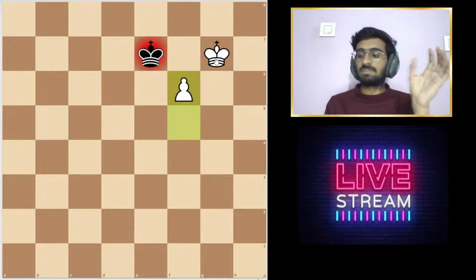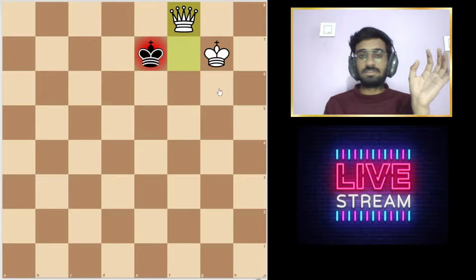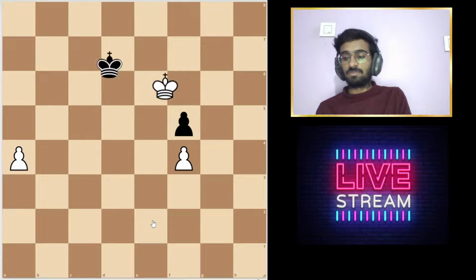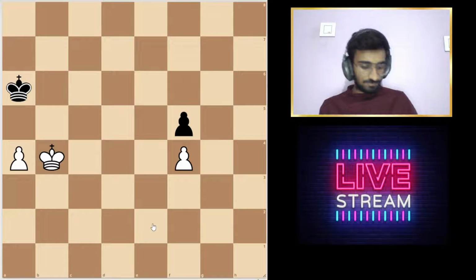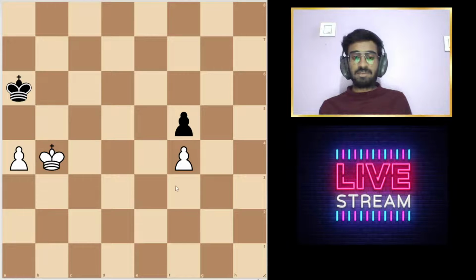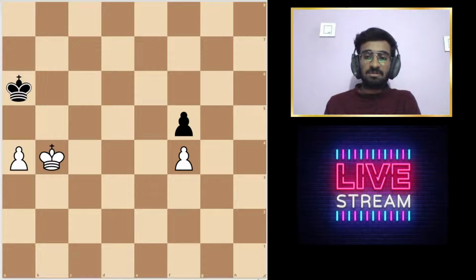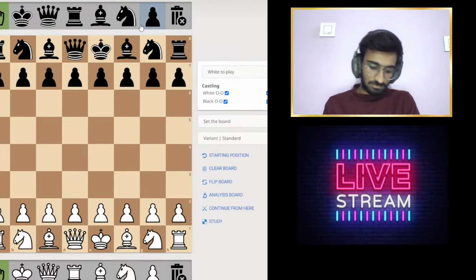Because once the king reaches the 7th rank to support the pawn, then it's not possible to stop the pawn. So the end result of the position is white wins. That's the end result of the position. White wins. Okay, let's continue. Now we will see the next position.